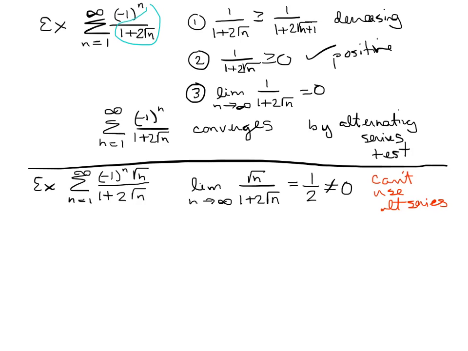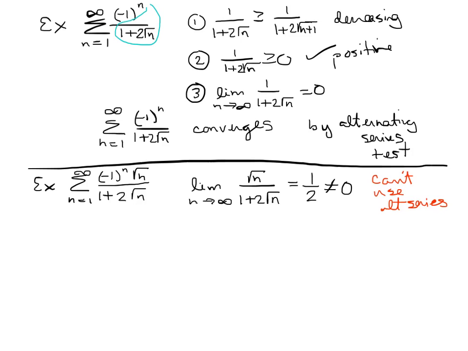So the reason that I wanted to bring up this example is because it's a very common mistake to see that negative 1 to the n and just assume it converges because it's an alternating series. But that's not necessarily true. All right, so here's what will happen at this point.